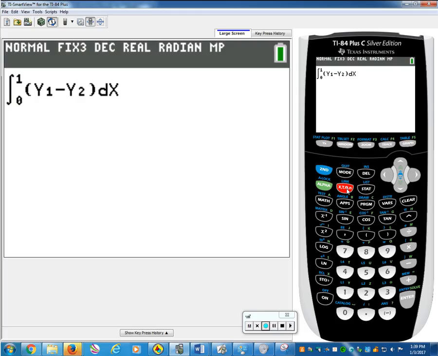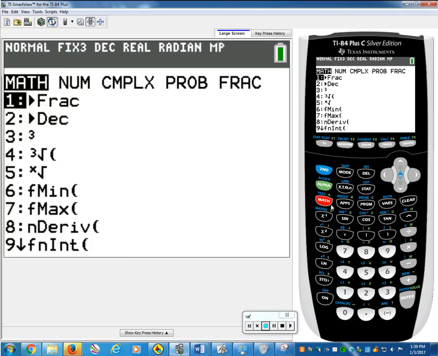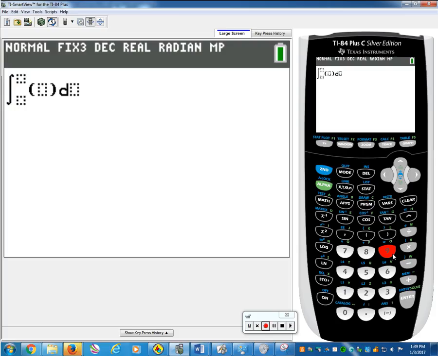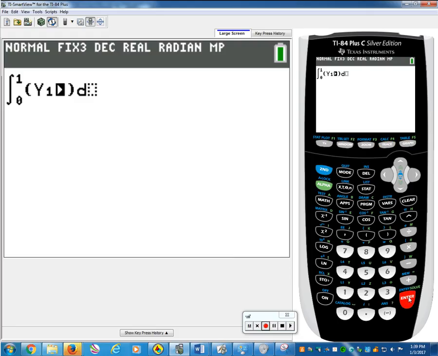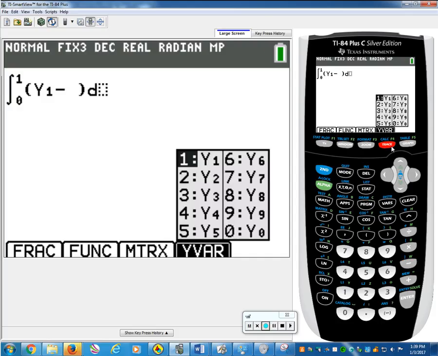So we need to show that again. The 83 I'll show you in a second, sorry. We need the 84 again. Okay? So the 84, it's math 9. It gives you the symbol for integrating. They put a 0 to 1. And then the functions are under the alpha, and it's the trace button, it's called F4. So I know that y1 corresponds to the f function. Choose that. Subtract, and y2 corresponds to the g function.